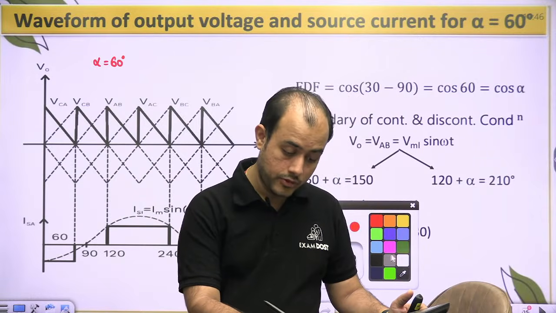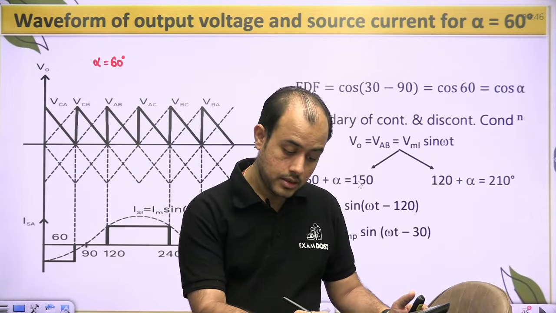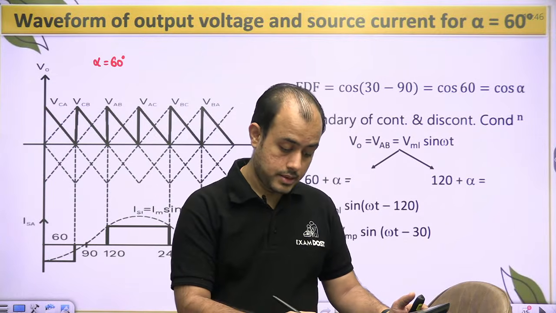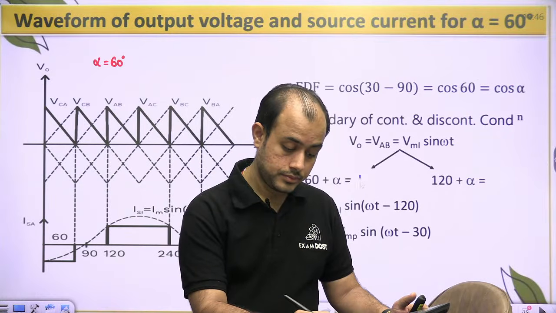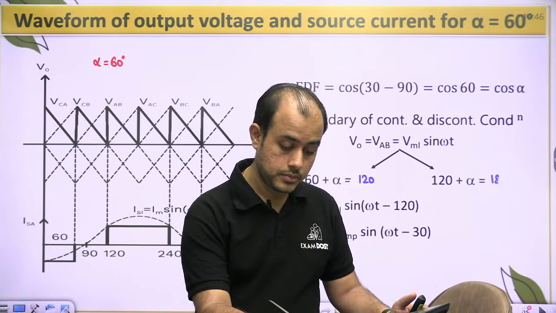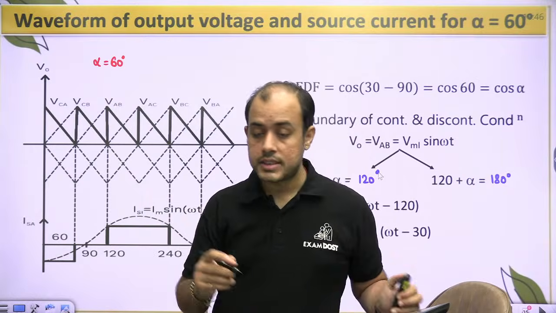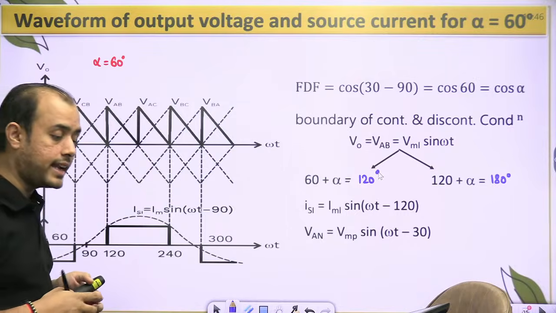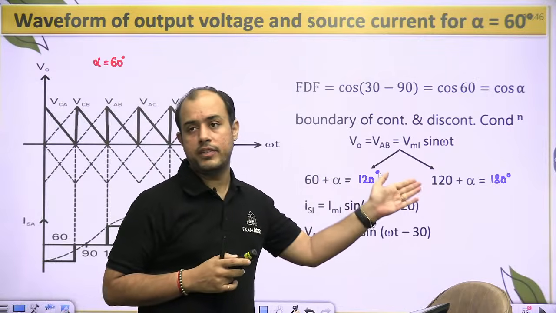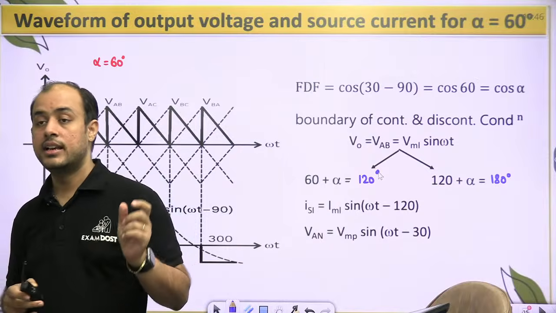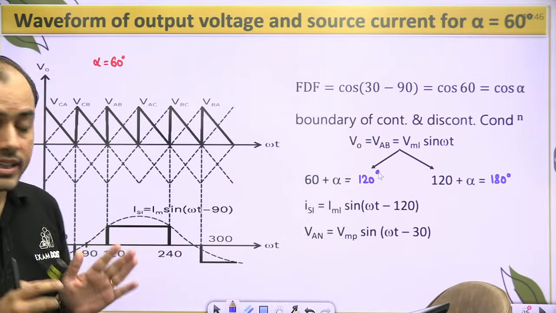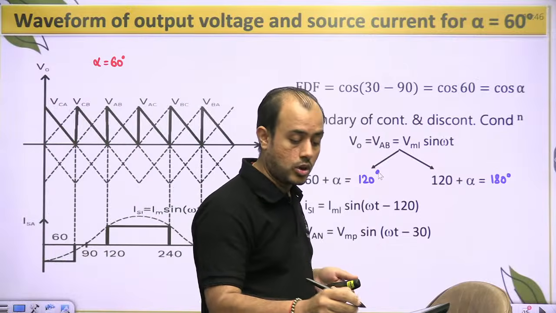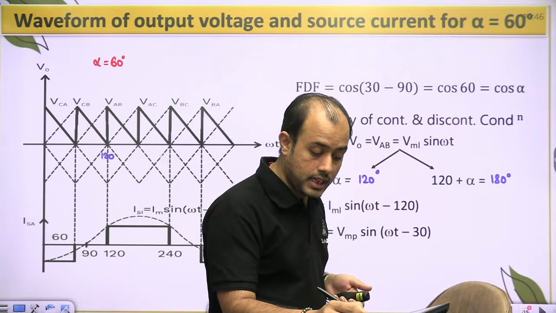So AB will go from 120 to 180. Okay. Now, because you are going up to 180 degree, but you are not going negative, it is the boundary between continuous and discontinuous. If you are going up to 180, meaning you are touching zero, then it is the boundary between continuous and discontinuous.